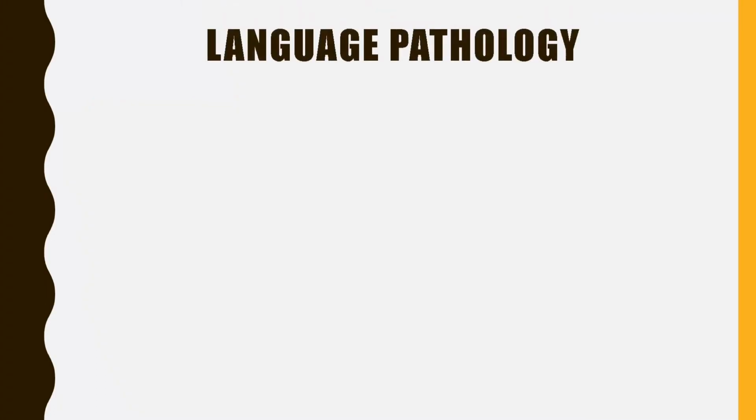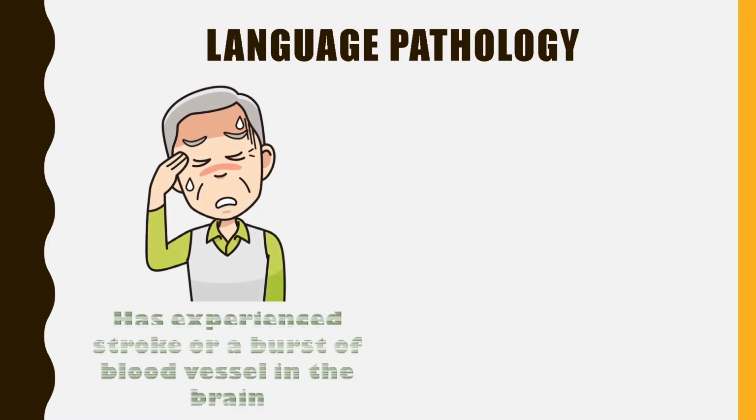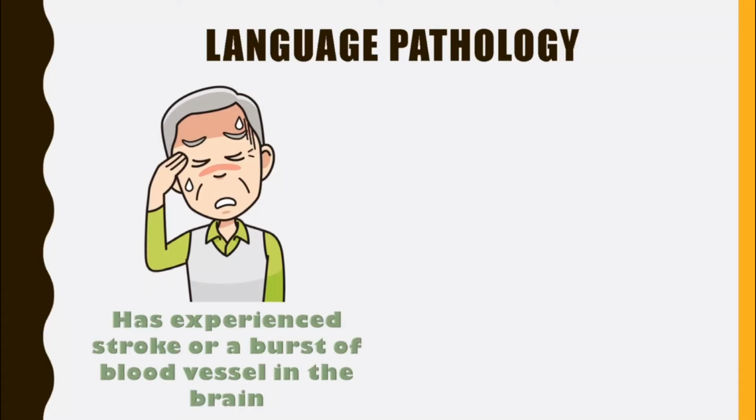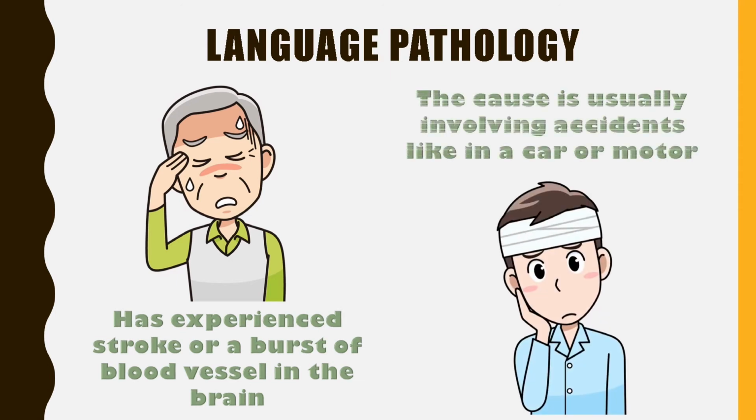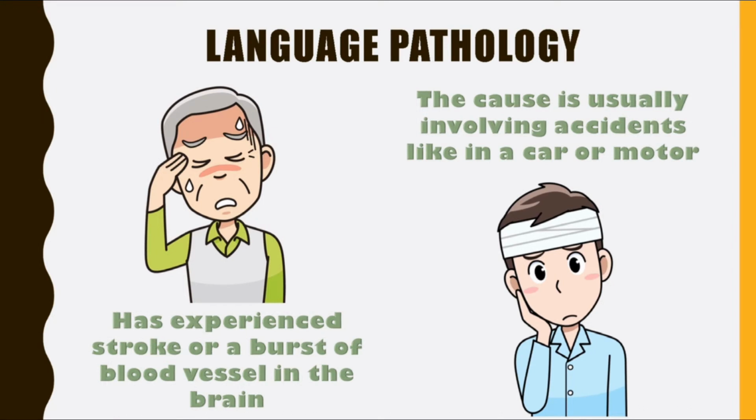Next is language pathology, the breakdown of language to at least two main angles. One is that of a medicine which attempts to help the patients regain their ability to use language, at least partially. These patients are usually the older people who have experienced stroke or a burst of blood vessel in the brain. Of course, it is not only the older people but also the young ones. However, in their case, the cause usually involves accidents like in a car or motorcycle.